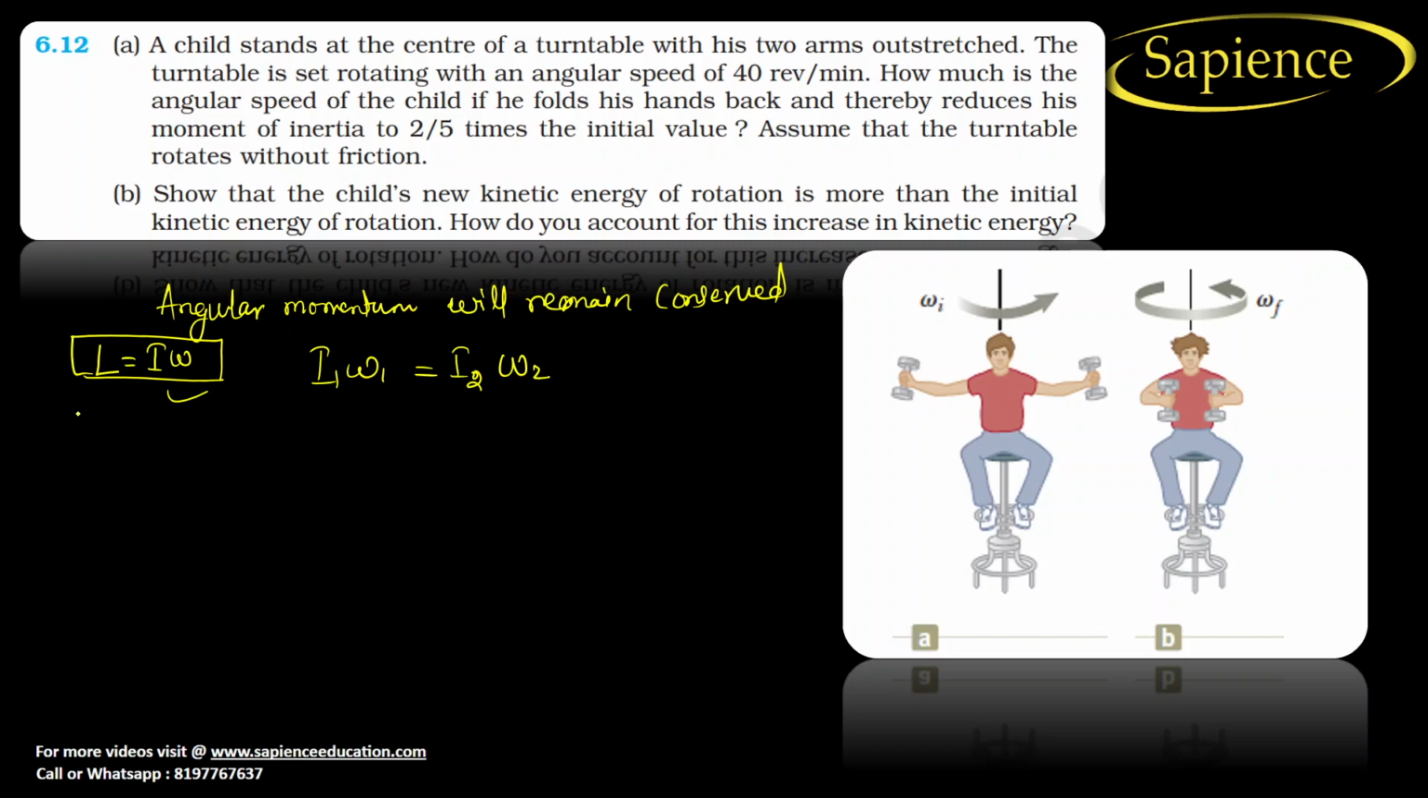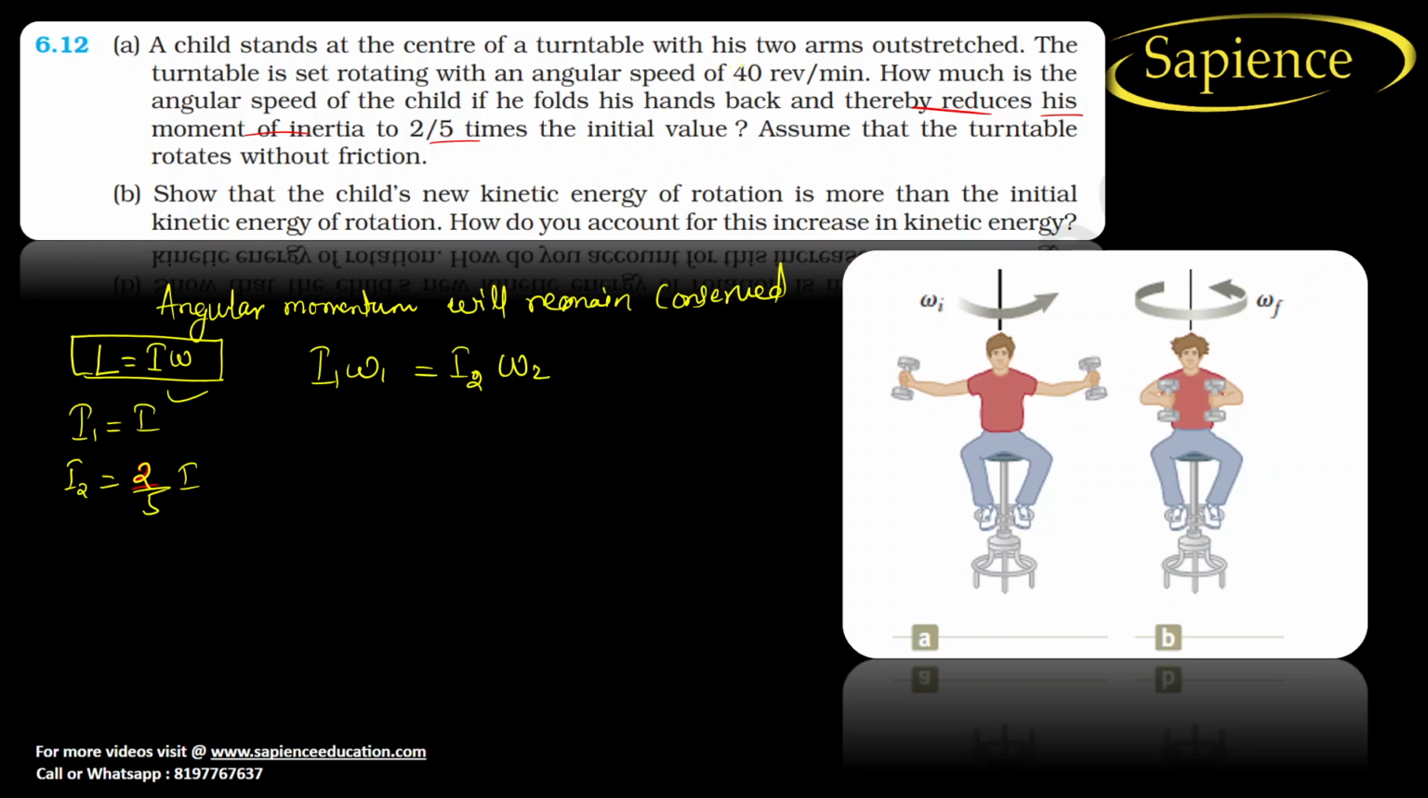Now let us consider, initially I1, the initial inertia, is I. So what will the final inertia be? As per the question, when he folds his hands he reduces his moment of inertia by 2/5 times. So the final I2 will be equal to 2/5 of its initial inertia. So this is 2/5 of I.